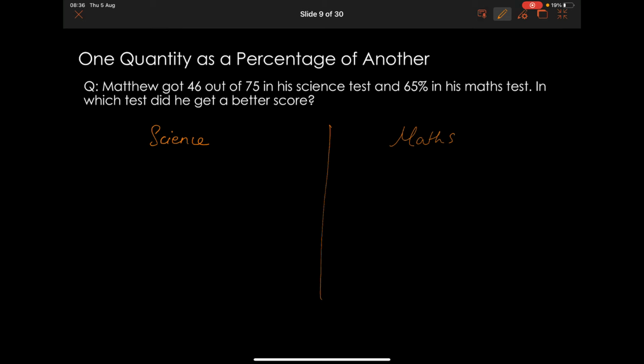Okay, if you've done that, well, maths, he got 65%. Okay, fine. Science, he got 46 out of a total of 75. Remember, we put the total on the bottom.